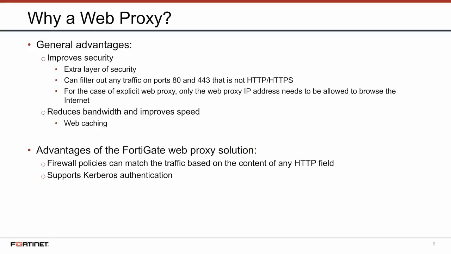Web proxies provide an extra layer of security. They can block any traffic in the standard HTTP and HTTPS ports that is not web traffic. Explicit web proxies offer another security benefit. Administrators do not need to allow direct internet access to clients. Only the explicit web proxy requires direct internet access. Administrators can enforce clients to send traffic to the web proxy first if they require internet access.